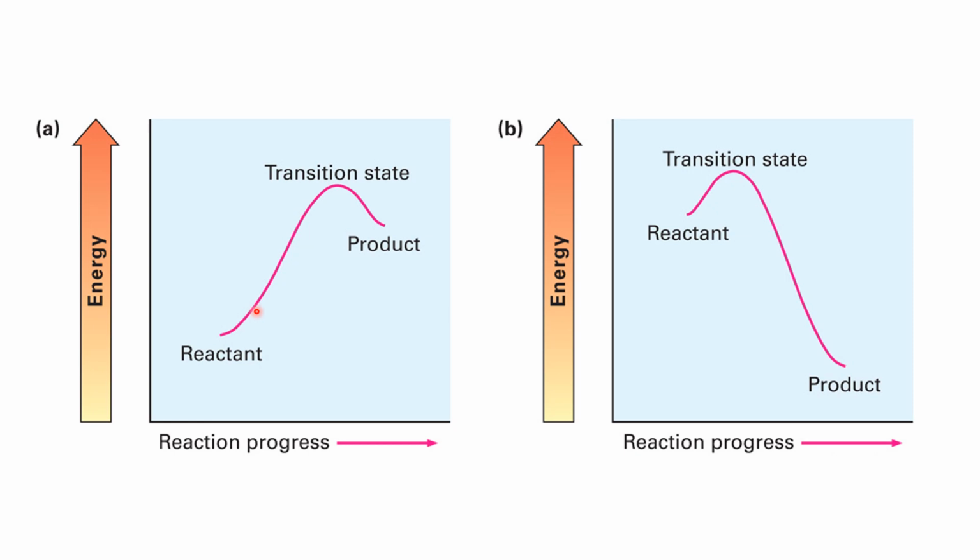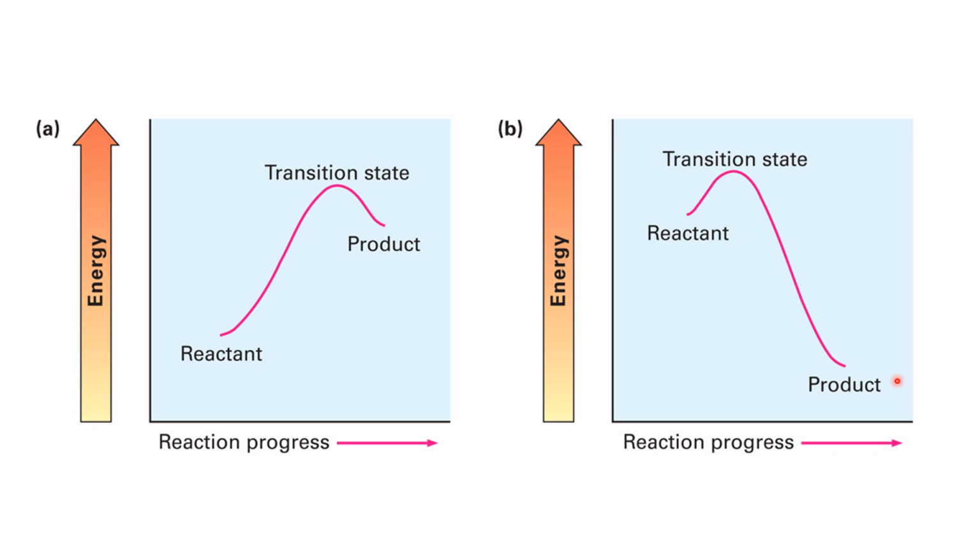In this reaction, the reaction absorbed the energy and the product is less stable than the reactant. So this is an endothermic reaction. In this case, the product is much more stable, so the reactant is more unstable, and then the transition state is formed near to the reactant. So this is an exothermic reaction.